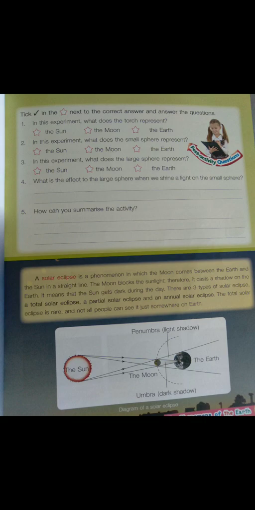In this experiment, what does the torch represent? The light from the torch, what does it represent? Is it the sun, the moon, or the earth? Number 2, in this experiment, what does the small sphere represent? Is it the sun, the moon, or the earth? Number 3, what does the large sphere represent? Is it the sun, the moon, or the earth? Number 4, what is the effect on the large sphere when we shine a light on the small sphere? And number 5, how can you summarize the activity?